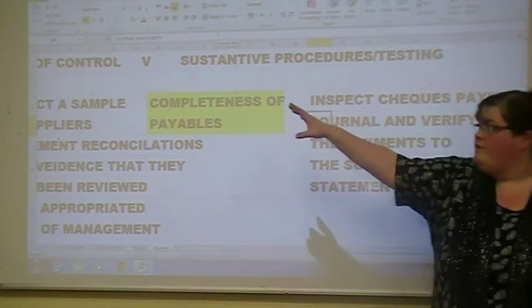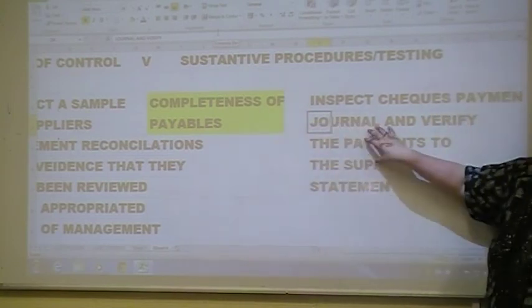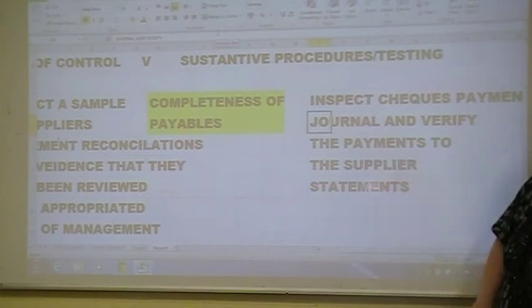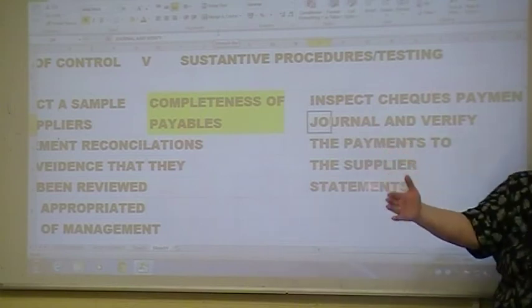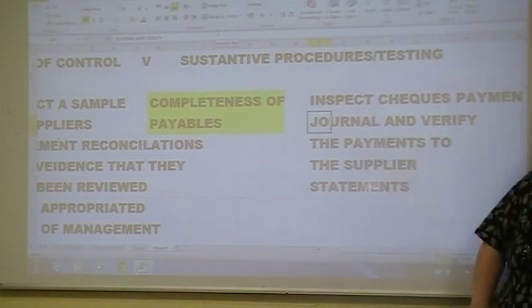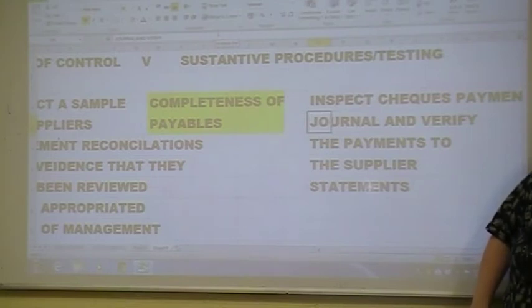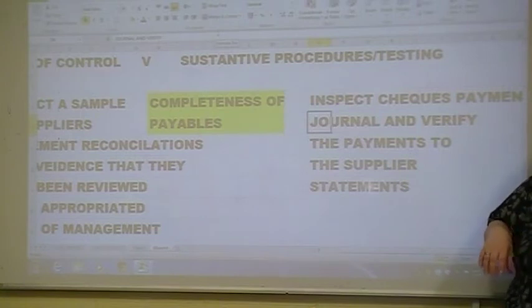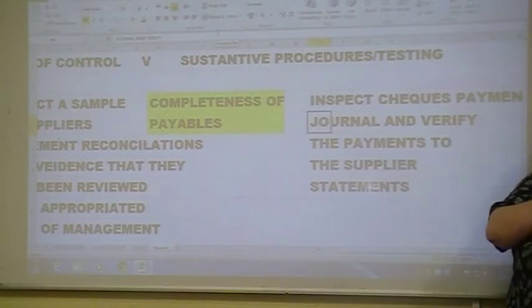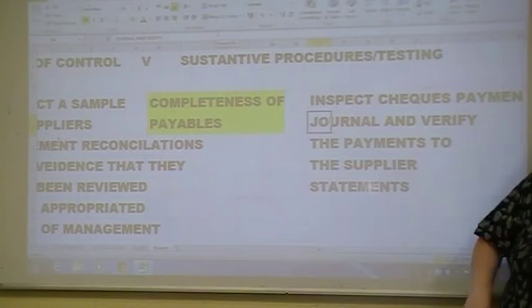So here you're testing control, whereas here you're doing substantive testing. Now you wouldn't test the whole lot of them, you test a sample of them. You're not going to take the 10 biggest or the 20 biggest, you're going to take a sample from the biggest ones, the medium-sized ones, and the little ones. You take a sample out of each part.